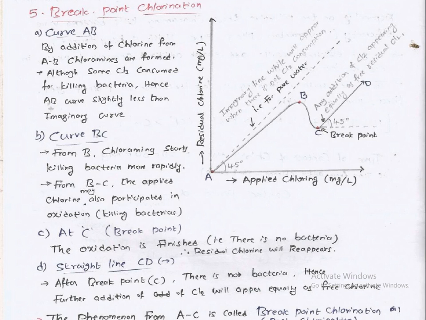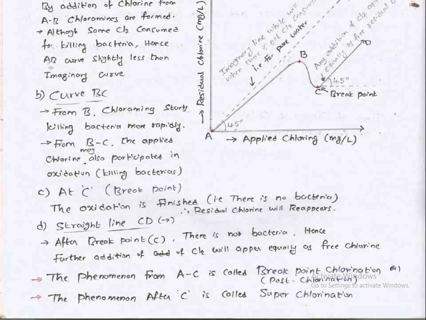Straight line CD: the phenomenon after breakpoint C, there is no bacteria, hence further addition of chlorine molecules will appear equally as free chlorine. The phenomenon from A to C is called breakpoint chlorination, post chlorination. The phenomenon after C is called superchlorination.